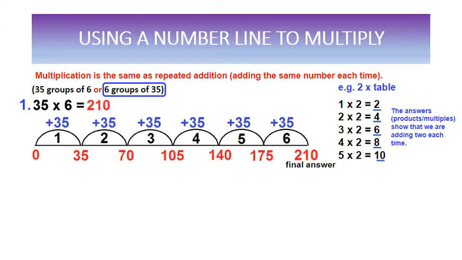So we can see why we've chosen to read this as 6 groups of 35 instead of 35 groups of 6, because if we'd have chosen the first version, that would have given us a huge number line with 35 loops on it.